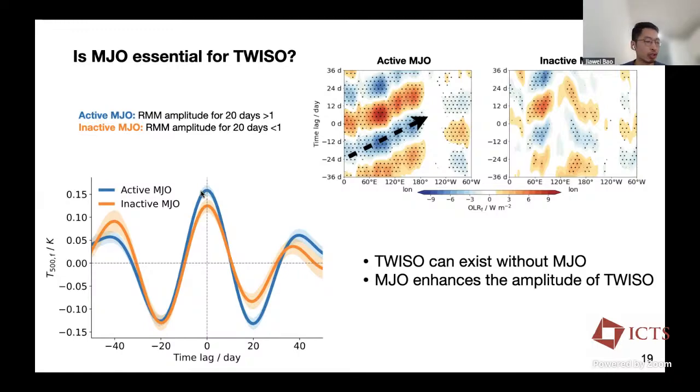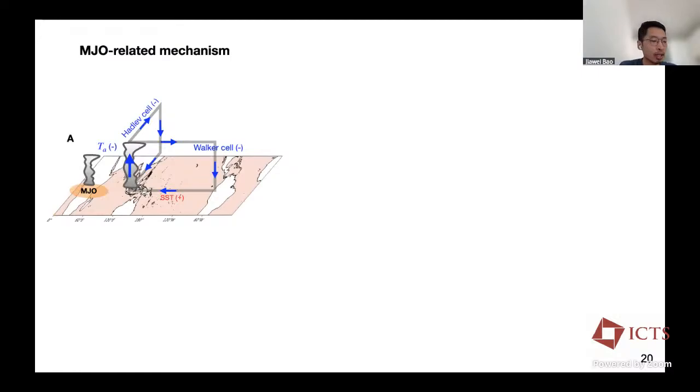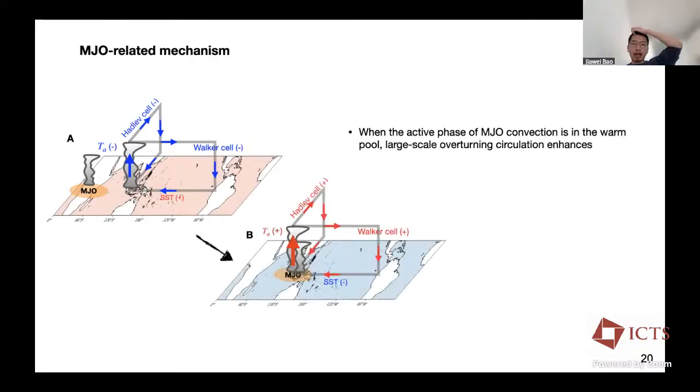This leaves us with two hypotheses for what drives the TWISO oscillations. One is related to the MJO. Here we describe the MJO-related mechanism in three phases. First, we have the background convection and background circulation. We have the Hadley circulation and the Walker circulation. And the MJO-related convection and circulation is to the west of the background convection. We know that the MJO moves eastward.